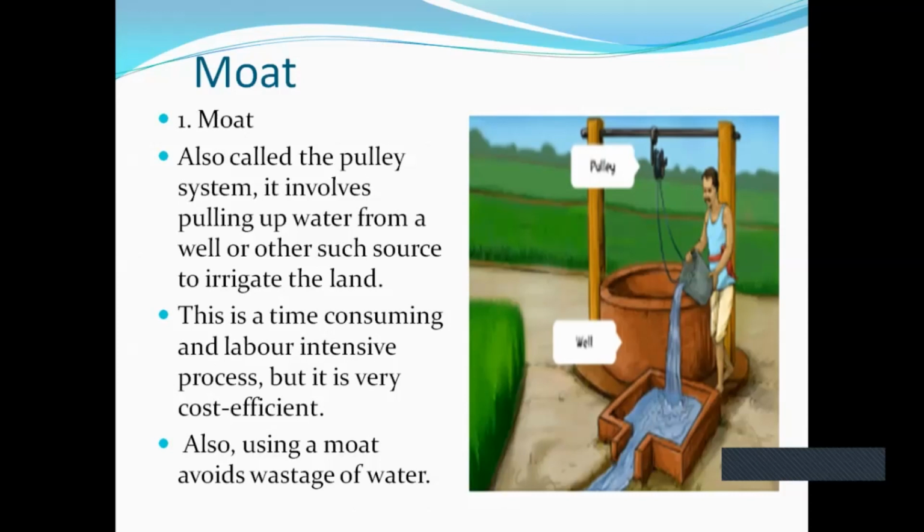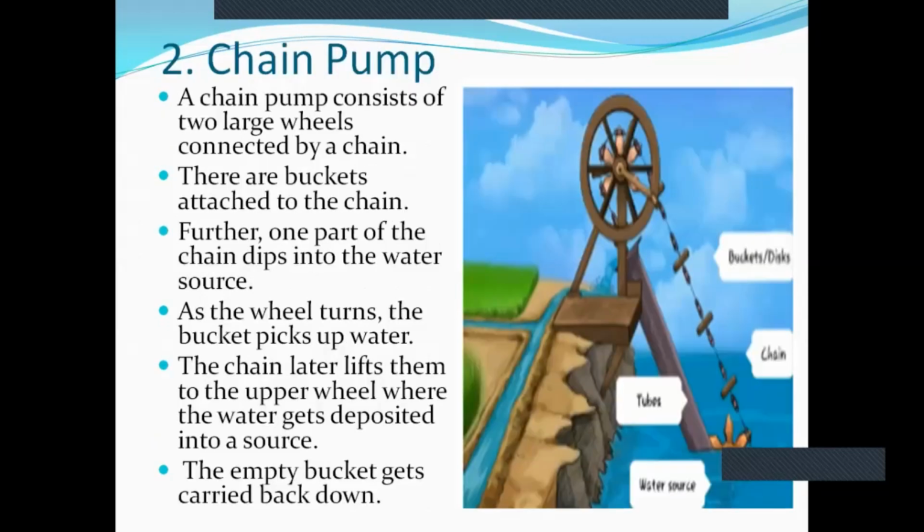Very little money is required. And in this system, less wastage of water occurs because it is done manually and properly. So there is no water wastage in this system. Did you understand moat? What is moat? It is also called a pulley system, and water is pulled from the well. It is very cost effective. Let's go to the next one.